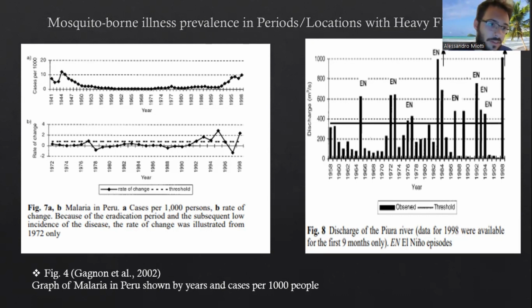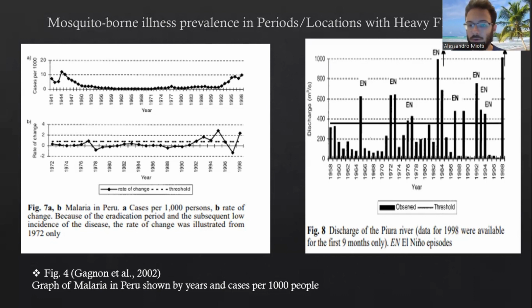So what graph A is showing is malaria cases per 1,000 throughout the years. So you have from 1941 to 1998, and you can see after 1950, there seemed to be no cases of malaria. And this is because malaria was eradicated in Peru in this certain area that was studied. But a bounce back has been seen after 1989.